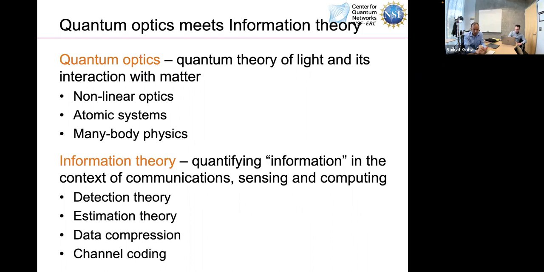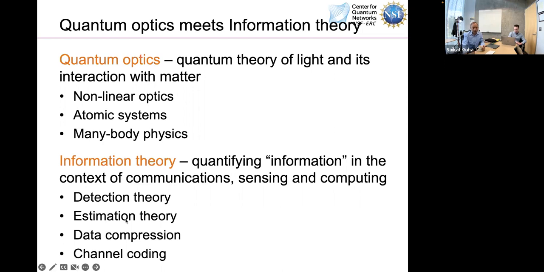And then there's a field called information theory, which really emerged from some of the stalwarts like Claude Shannon, Alexander Holevo, Carl Helstrom, and many others, who quantify information in the context of communication, sensing, and computing that may not seem to have anything to do with quantum optics. But this whole area of photonic quantum information processing is a beautiful merger of the theory of quantum optics on one hand and information theory on the other hand.